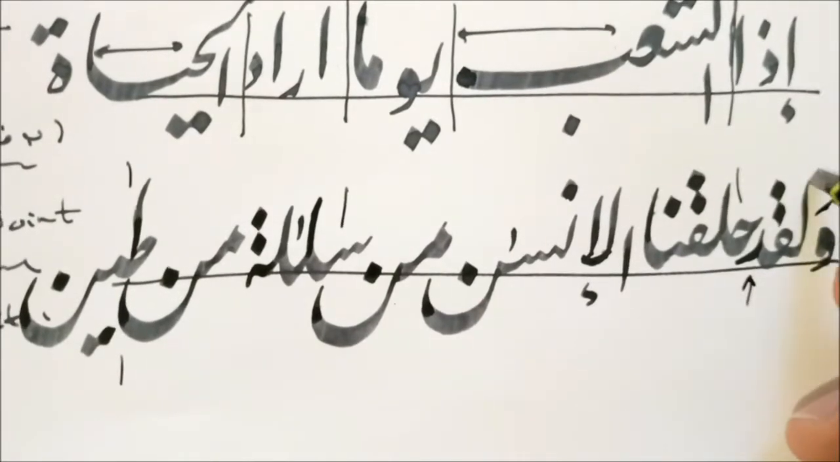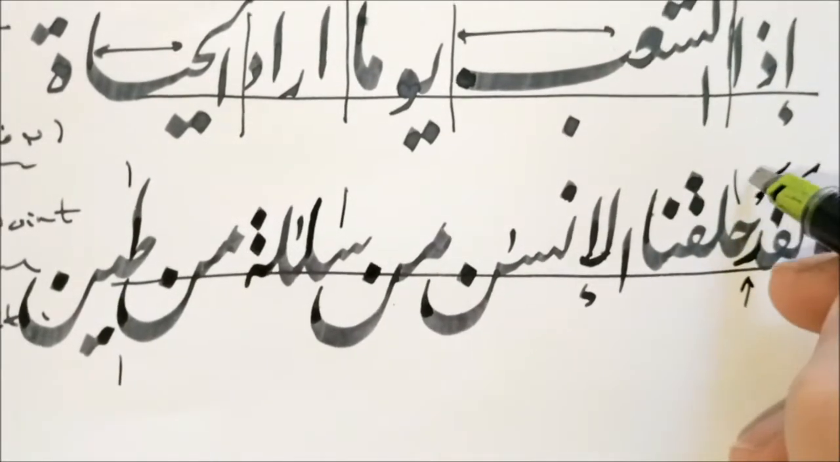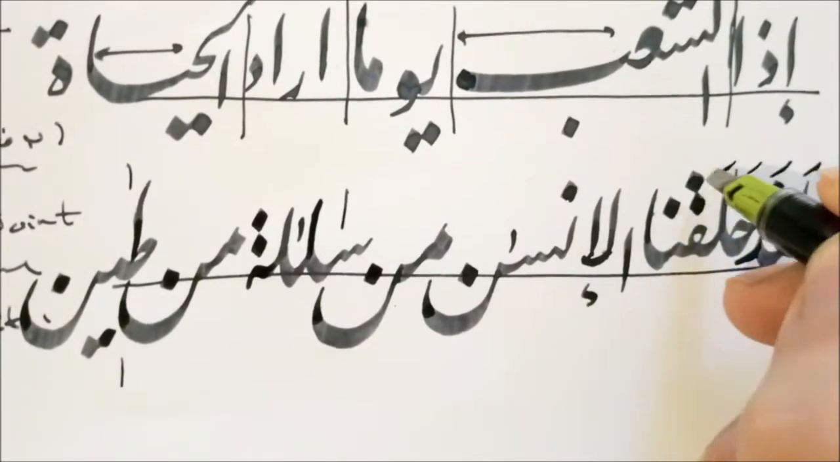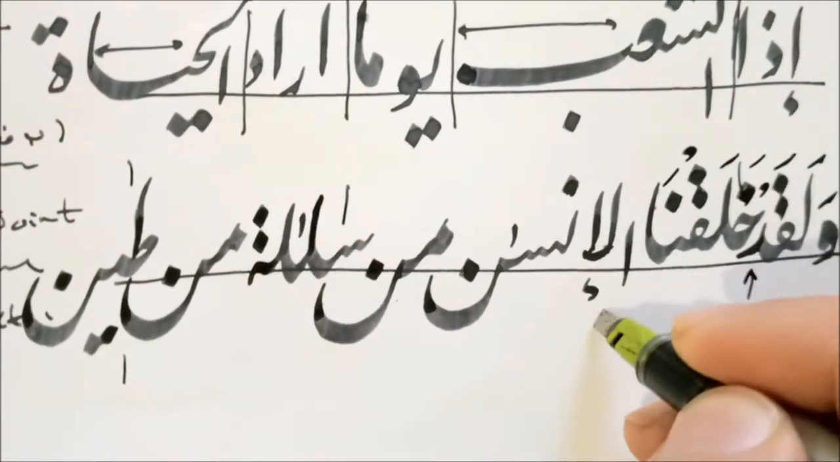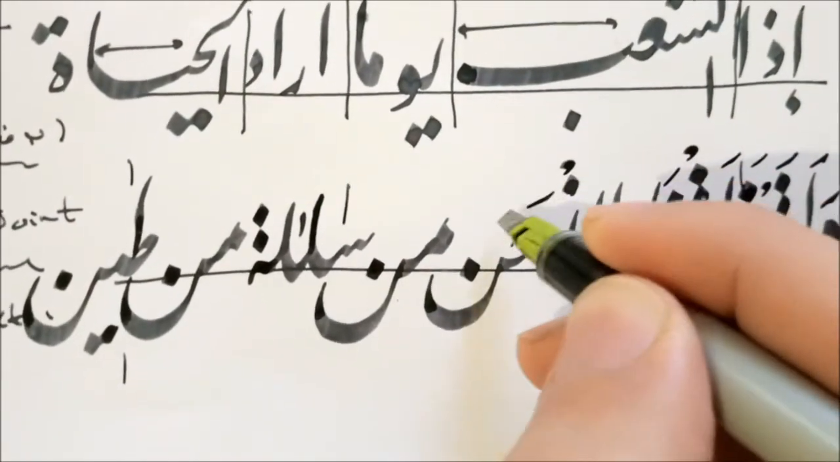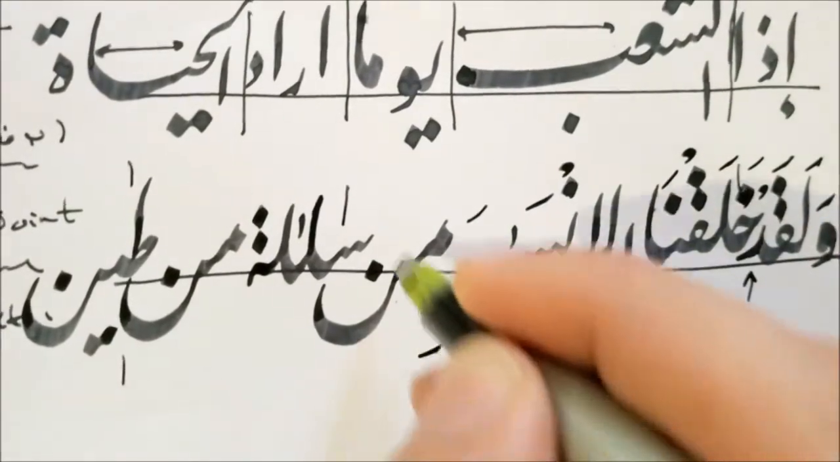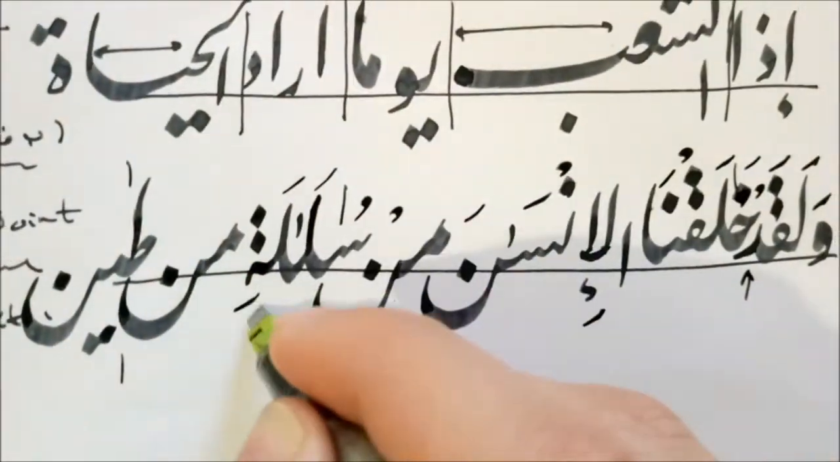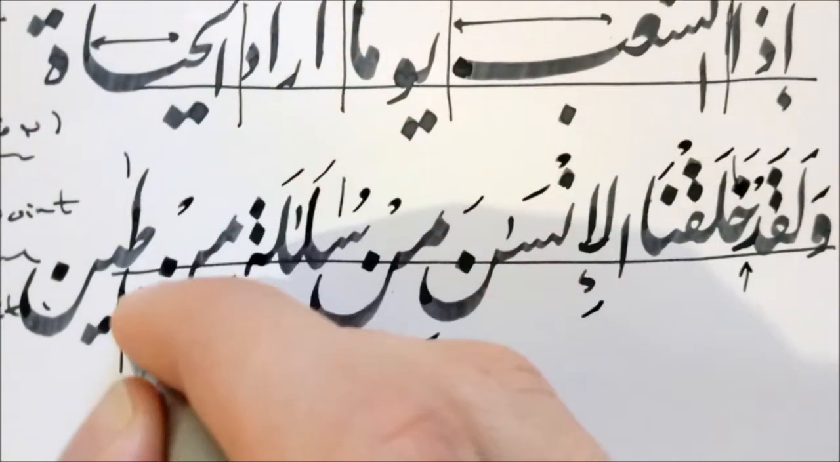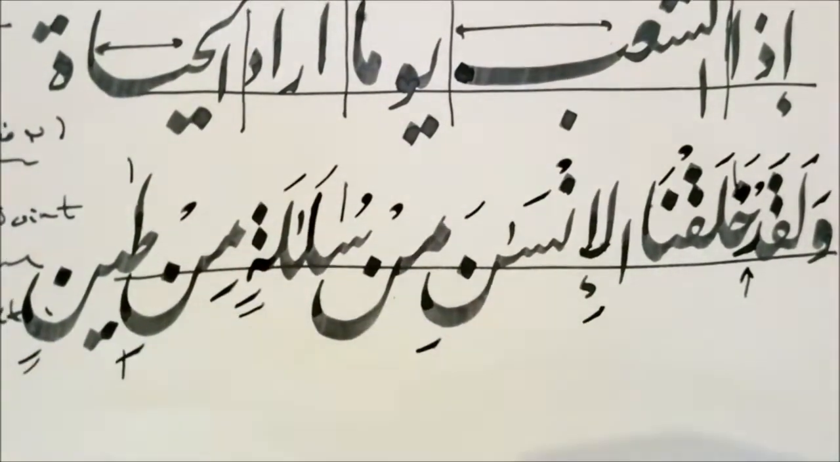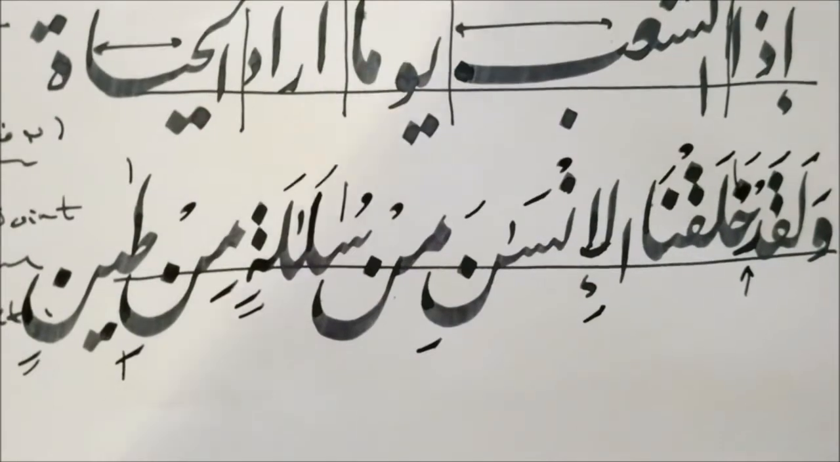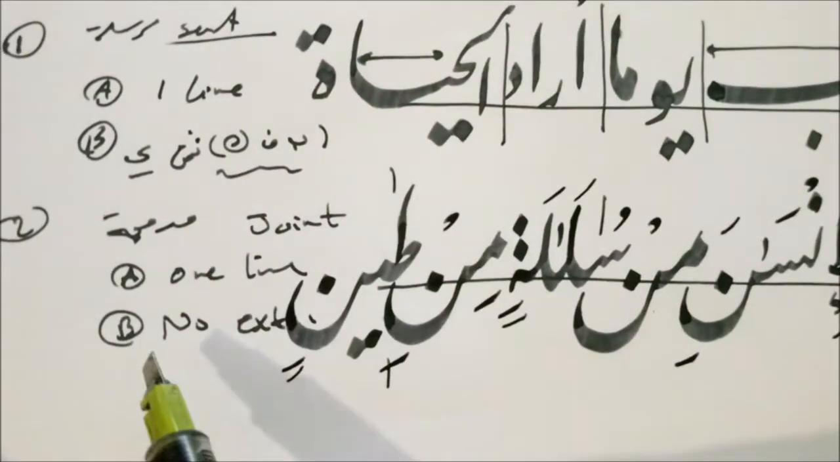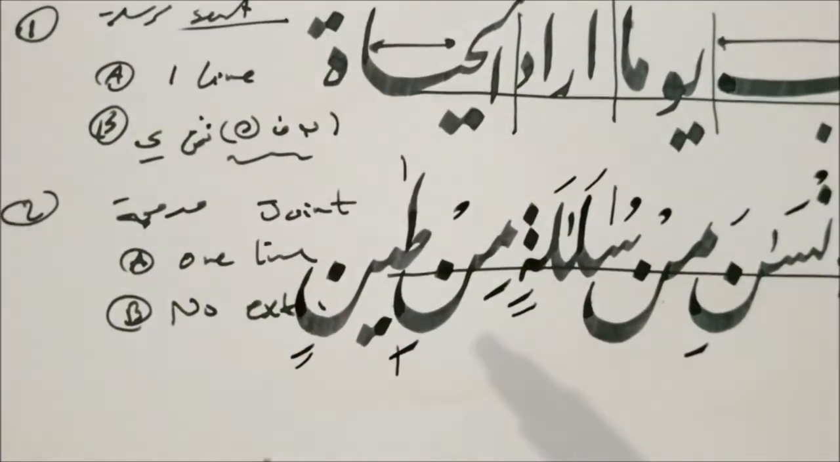Now with regards to the harakat, this is something we talked about before. وَلَقَدْ خَلَقْنَا الْإِنسَانَ مِنْ سُلَالَةٍ مِنْ طين. So this is how you would add harakat. And this is for the second type. So the main difference, as we said, is the no extension fact.